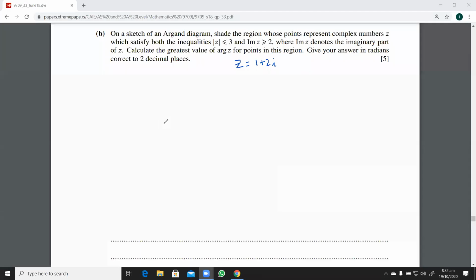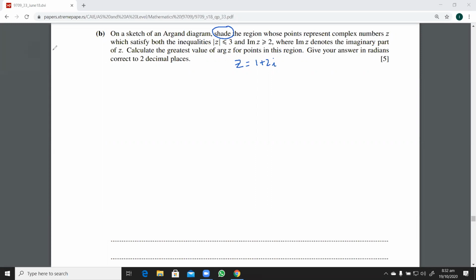Okay, in the second part, it says on a sketch of an Argand diagram, shade the region. So we have to do the shading. Just remember what to do. Shade the region whose points represent complex number z, which satisfy both the inequalities: modulus of z is less than or equal to 3, and imaginary part of z is greater than or equal to 2. So we have done all of this.